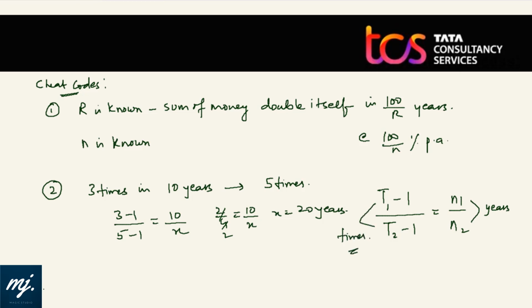This formula is only applicable in case of simple interest. See, a sum of money becomes 3 times in 10 years, then it will become 5 times in 20 years. Becoming 3 times in 10 years means you are earning 2 rupees if you have invested 1 rupee. Becoming 5 times means that if you have invested 1 rupee, you are earning 4 rupees. So to earn 2 rupees you require 10 years, and to earn 4 rupees you require 20 years. On that basis, this formula is designed, which is now known as a cheat code. We can use it.